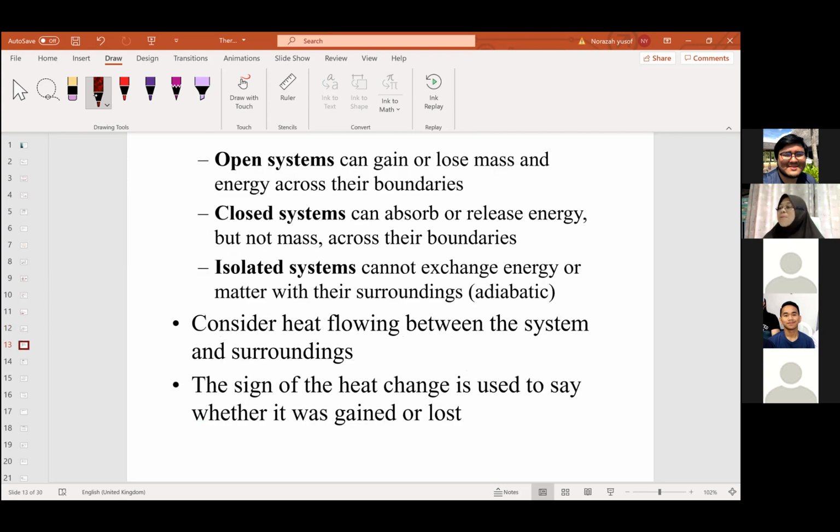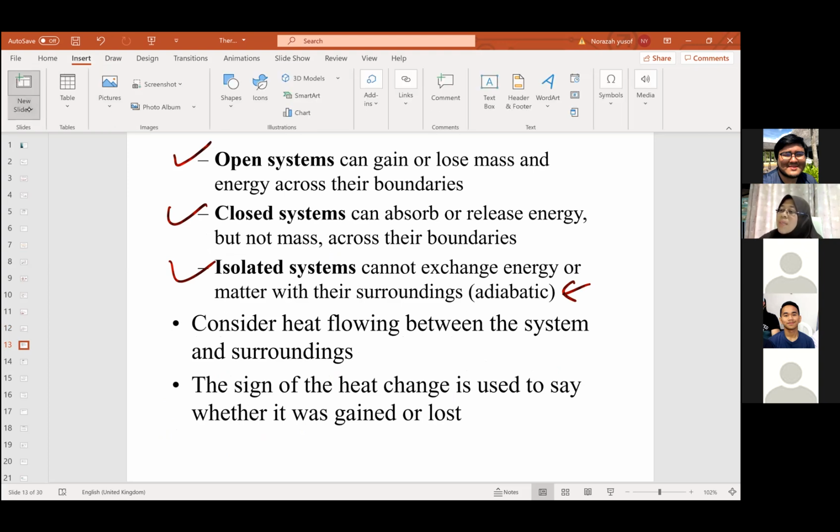Now we have learned about systems, surrounding, and universe. So now there are a few more terms: open system, closed system, and isolated system, or it is called adiabatic. Not diabetic, adiabatic. So what does it mean when you have an open system?